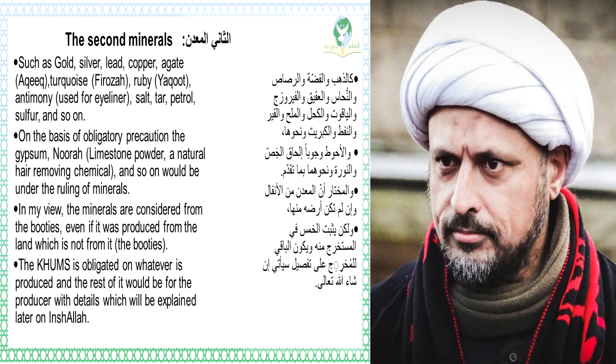Well, ahwat wujuban, on the basis of obligatory precaution, ilhaq al-jis wa noora, we will include gypsum and noora in this category. So he has a problem in including them as a fatwa, because the evidence is not that strong. But he doesn't want to let it go. That means there is some kind of strength. We said in our session on taqleed, whenever the marja has evidences but they are not strong, he cannot give a fatwa. So he has a problem including gypsum and noora, but says he doesn't want to let it go either. So if you are collecting gypsum and noora from the ground, then you have to pay the khums of it on the basis of obligatory precaution.